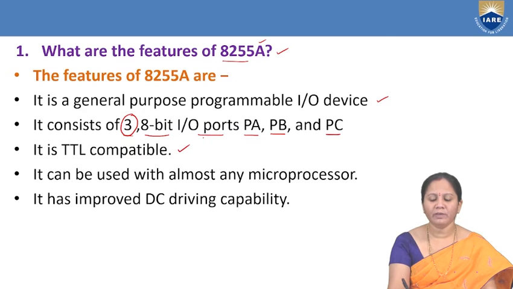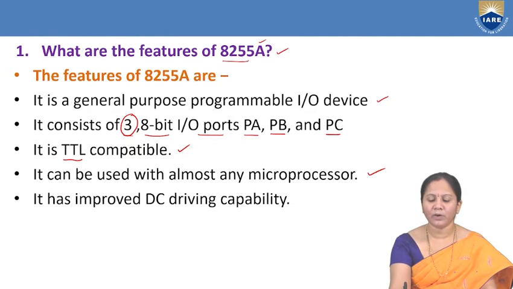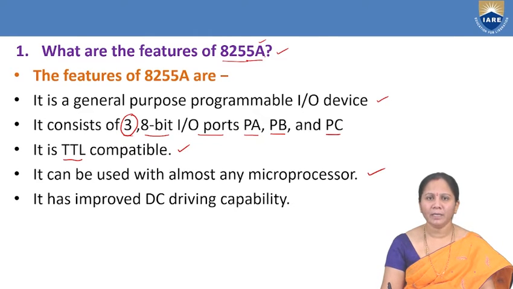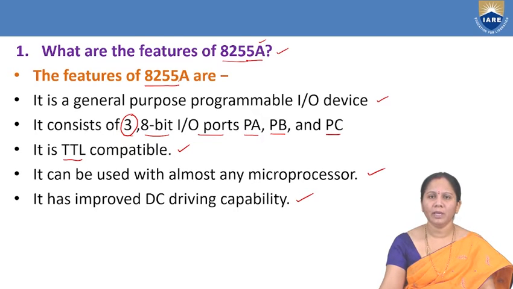This 8255A is TTL compatible. Here TTL stands for transistor-transistor logic, which deals with voltages like 0 volts and 5 volts in order to represent the binary values. And it can be used with almost any microprocessor. That means this 8255 IC is compatible with any type of microprocessor. And it has improved DC driving capability. So all these are the features of the 8255A PPI.